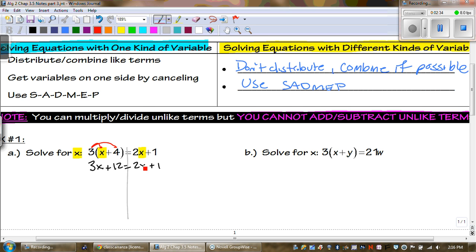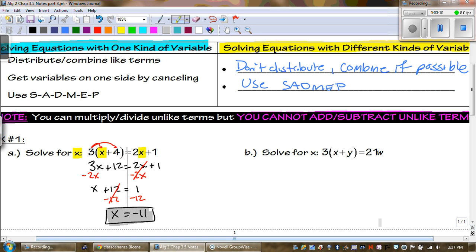But we need to get our variables onto one side. So I'm going to subtract the smaller variable because it's a positive 2x. 2x minus x is x, and we're left with x plus 12 equals 1. Now, to get the x all by itself, we have to subtract. We're following SADMAP right now, and we get x equals negative 11. And that is our final answer.